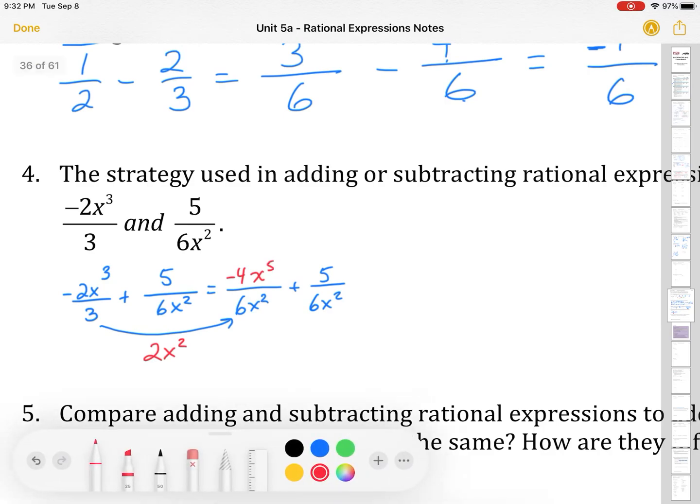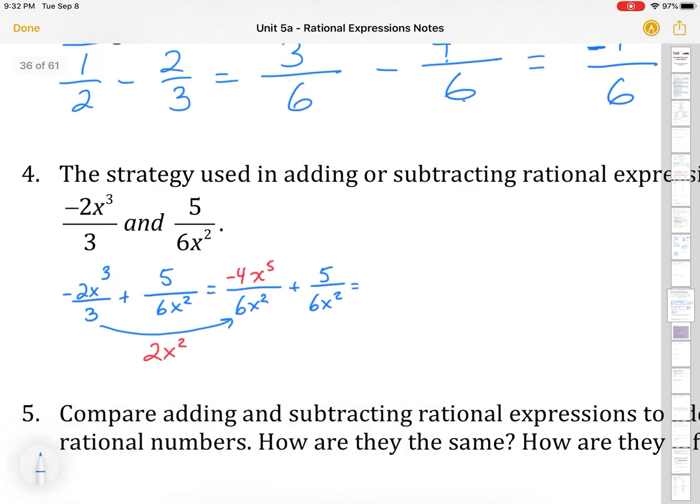And that's my answer. Now when I'm adding these, I keep that denominator that I worked so hard for, and I just add my numerators. So I have negative 4x to the 5 plus 5. Now, when you get your numerator, you might look at it and say, can I factor it? In this case, you can't, because if you could, you would want to simplify it further. But in this case, you can't, so you leave it as it is.